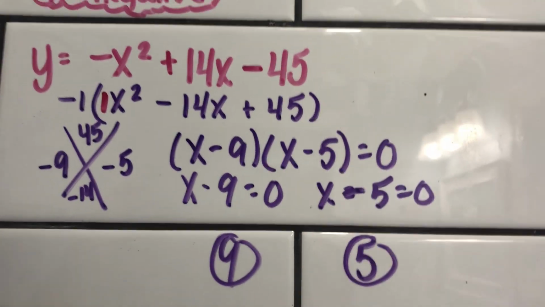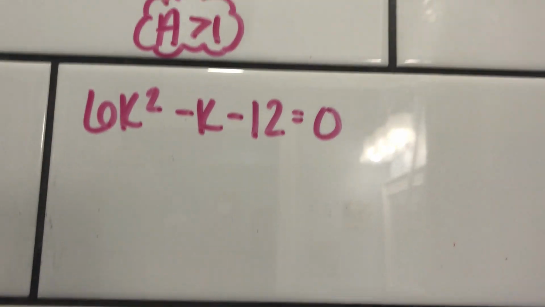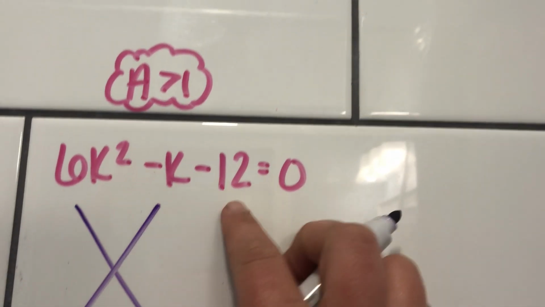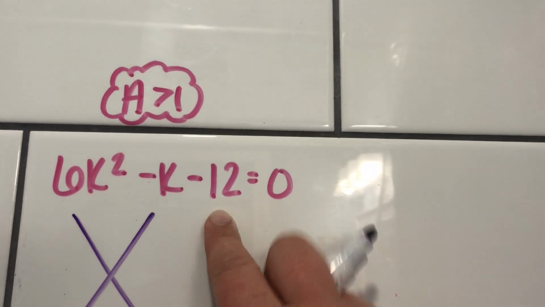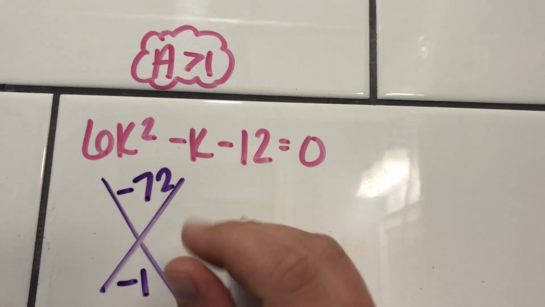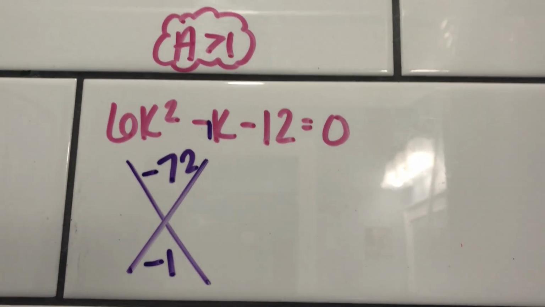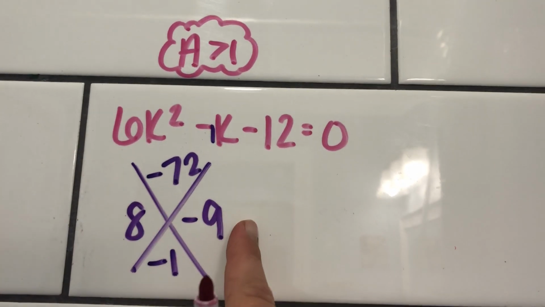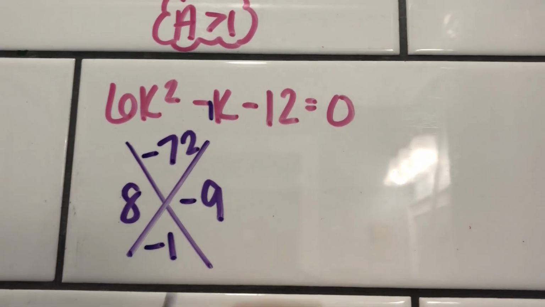The next example I chose for you, I chose because A is greater than 1. Now when A is greater than 1, that is when I need to do my multiplication of A times C for the top. So when I multiply 6 times -12, I end up with -72. And I need two numbers that multiply to -72 and add to -1. Those two numbers are going to be 8 and -9. 8 times -9 is -72, and 8 plus -9 is -1.